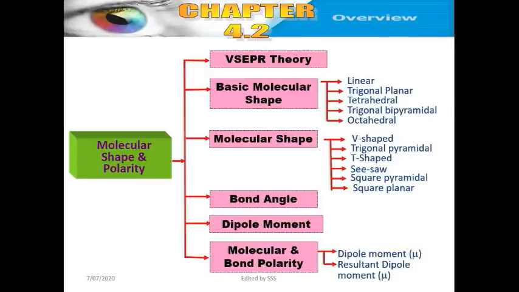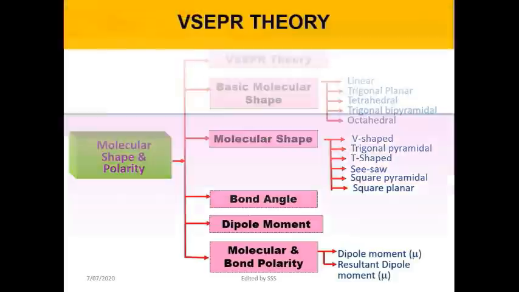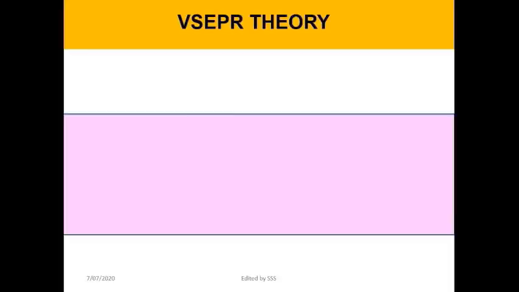The overview for molecular shape and polarity consists of 6 subtopics. First is VSEPR theory, 5 basic molecular shapes based on electron arrangement, bond angle, dipole moment, and the last one is molecular and bond polarity, which consists of dipole moment and resultant dipole moment. What is actually VSEPR theory?